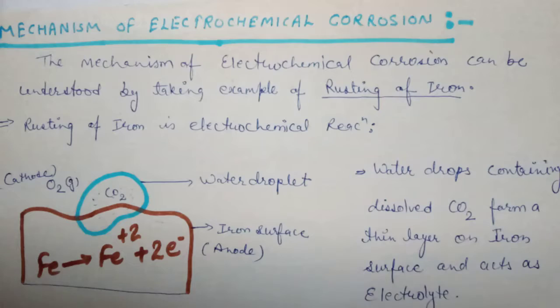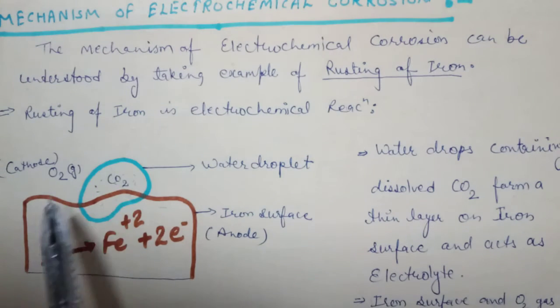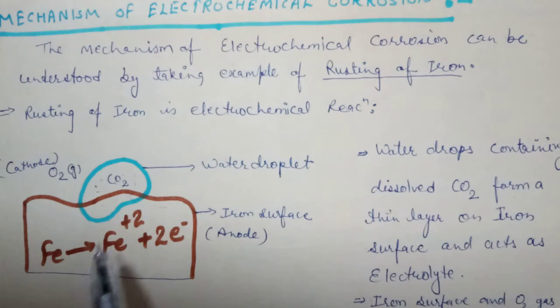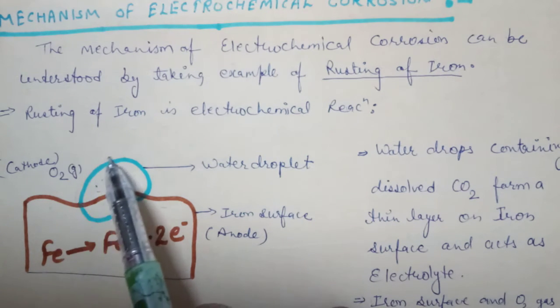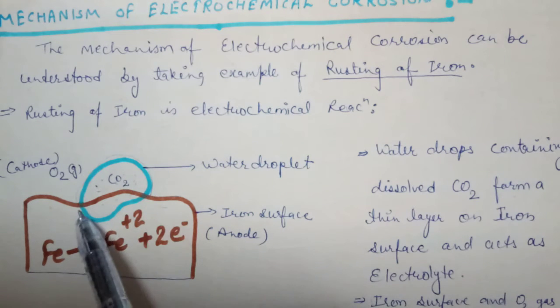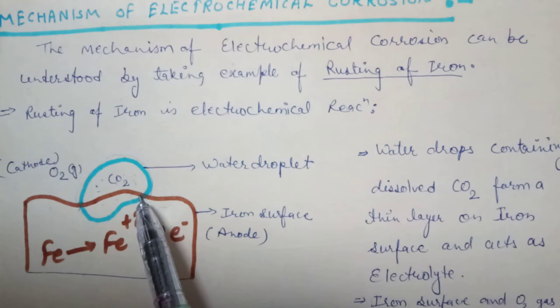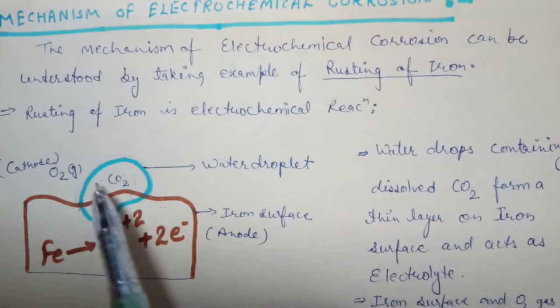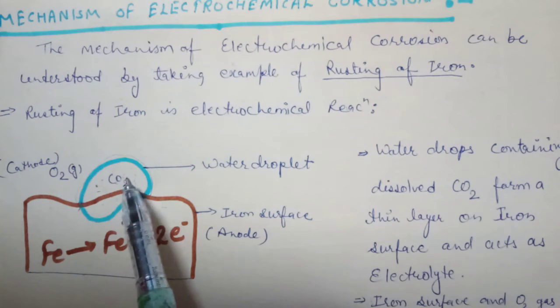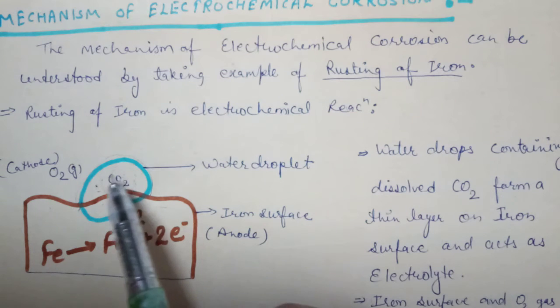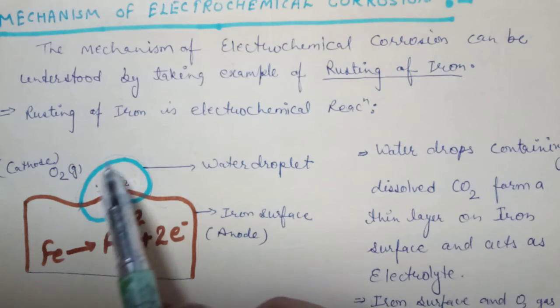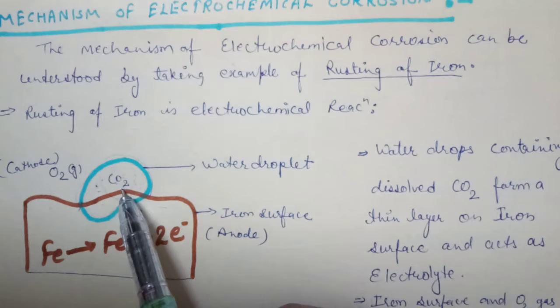So understand, this is any iron object. The surface of the iron object here is rough. A water droplet is collected on the rough surface of the iron object. Atmospheric carbon dioxide, CO2, is dissolved in the water. This water droplet acts here as an electrolyte.